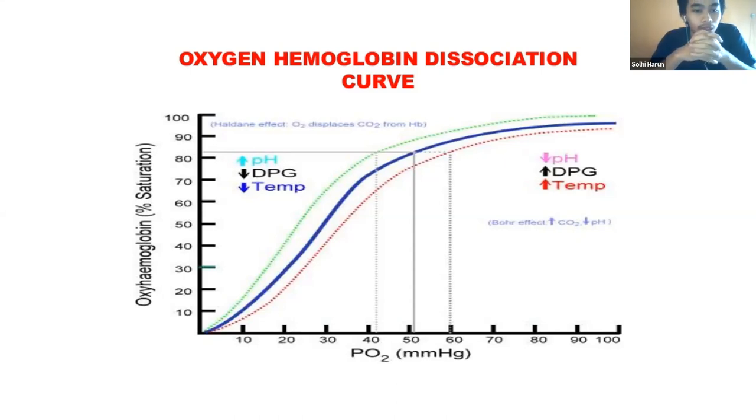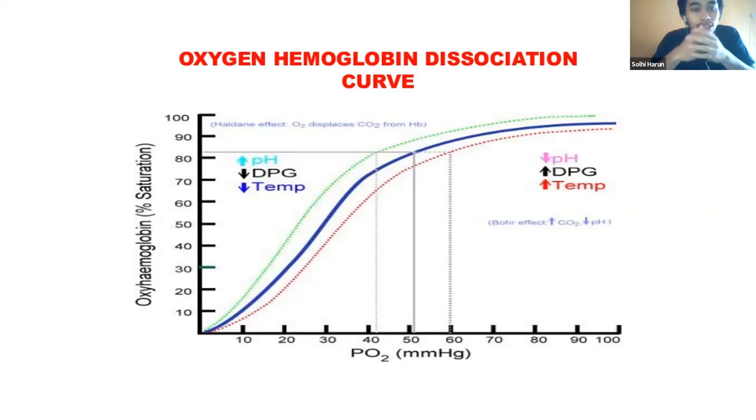There are a few factors that sometimes make the body shift the curve to the right or to the left. If the body shifts the curve to the right, and you take any PO2, let's say 50, you can see that on the y-axis it is equal to 81 to 82 saturation. But if you shift the curve to the right, the y-axis value becomes lower. At 50 PO2, you can see that it reduces to 70-something. So this means there will be more oxygen unloading from the hemoglobin.